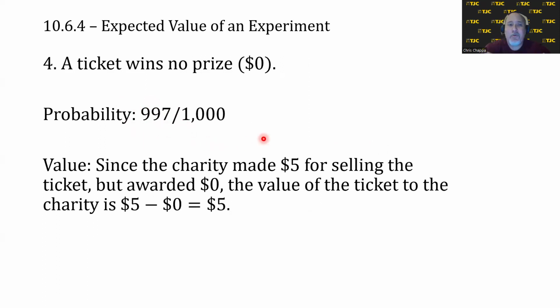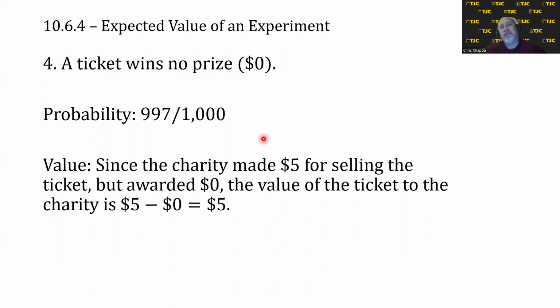Now, what is the value to the charity of the losing ticket? It's not $0. The charity still made $5 for selling that ticket, but they don't have to give anyone any money for it because they didn't win. So the value of the ticket to the charity is the $5 they brought in minus 0 because they don't give away anything. It's a losing ticket. And so it's a positive value of $5.